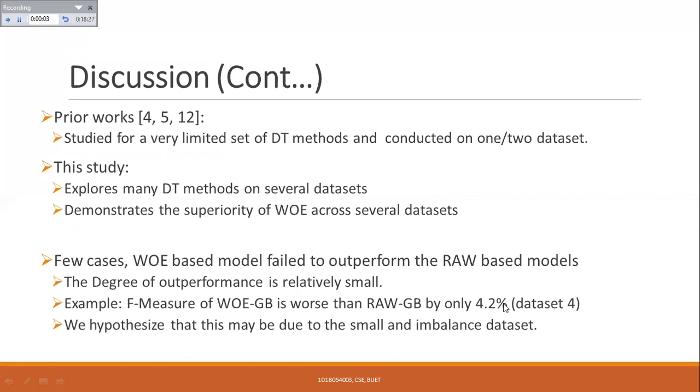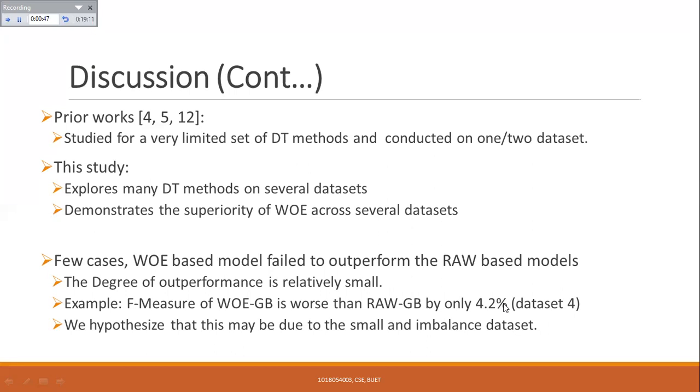Prior work actually studied a limited set of data transformation methods and conducted only 1 or 2 data sets. On the other hand, we explored many transformation methods and several data sets, and we demonstrated the supremacy of weight of evidence across the several data sets. In a few cases, weight of evidence failed to outperform the raw-based models, but the degree of underperformance is relatively very small. For example, in terms of F-measure, weight of evidence-based gradient boosting is worse than raw-based gradient boosting by only 4.2% in data set 4.